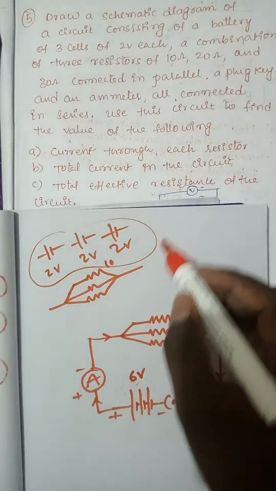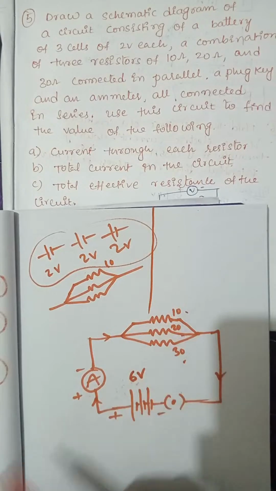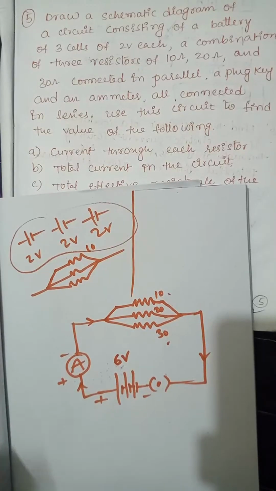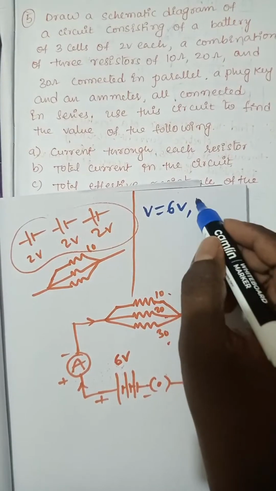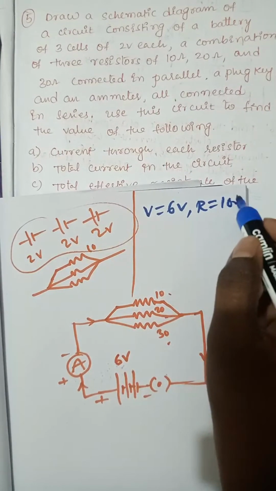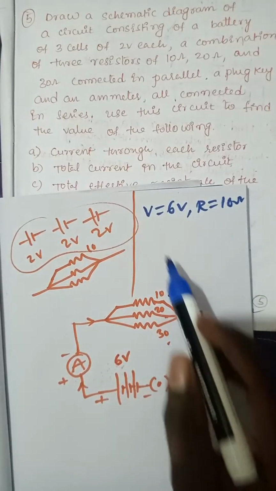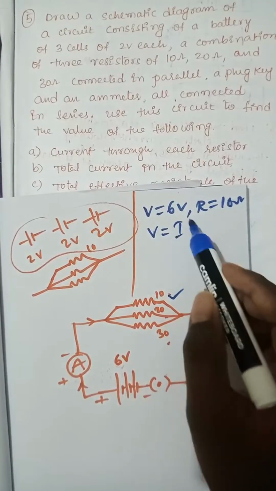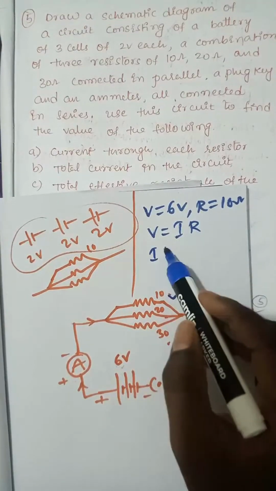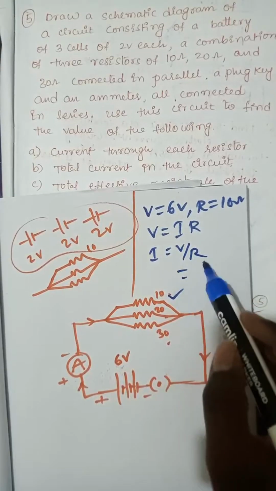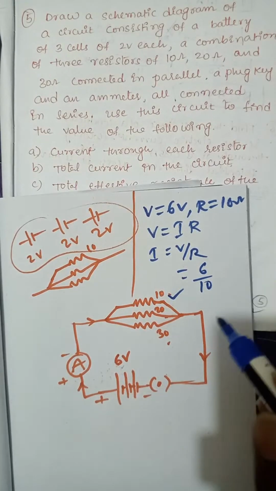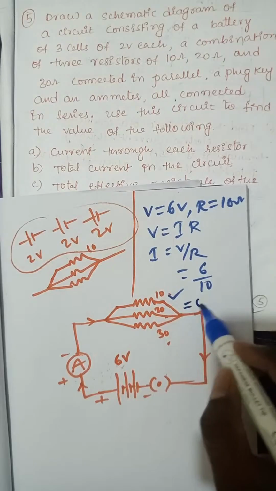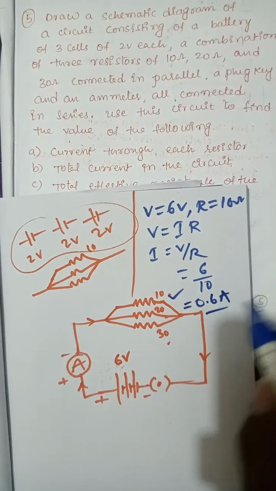Now here they ask for each resistor, right? So I am taking each resistor. First of all, we know V is 6 volts and R is 10 ohm. We are taking 10 ohm first. We know the formula V equal to IR, so I equal to V by R. 6 by 10 is 0.6. That is the first one, 0.6 ampere.